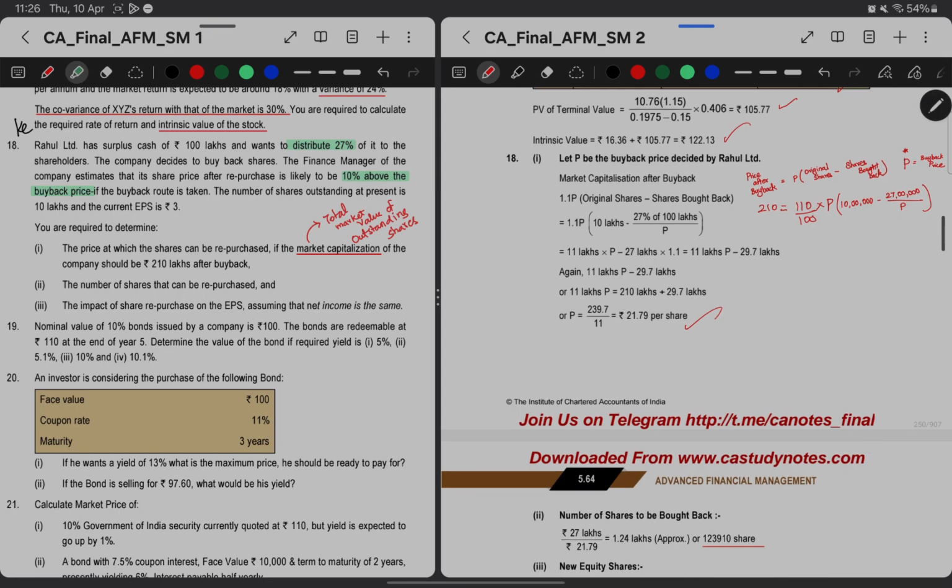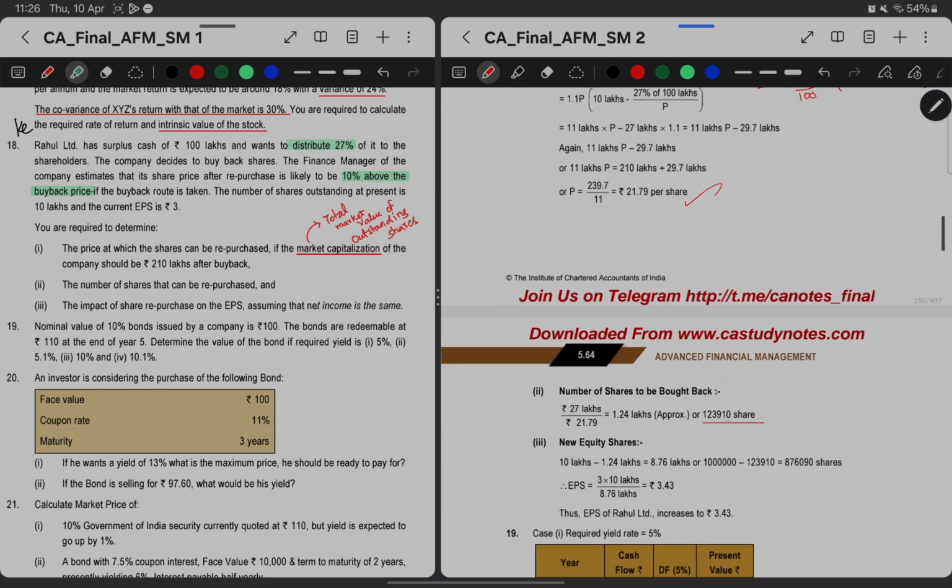minus the shares bought back, which is 1,23,910, which will give us 8,76,090 shares. So 30 lakhs net income divided by 8,76,090 will give us 3.43, which will be the EPS. So after buyback, the EPS of Rahul Limited has increased to 3.43 from 3.